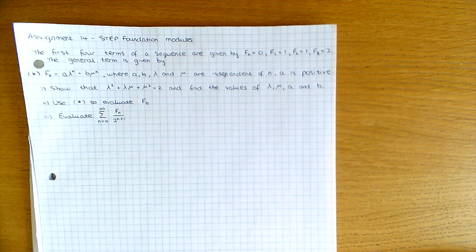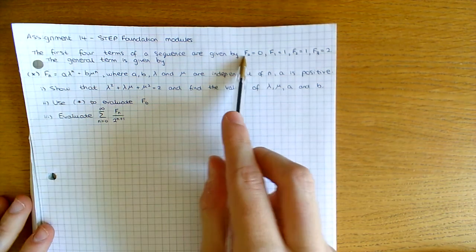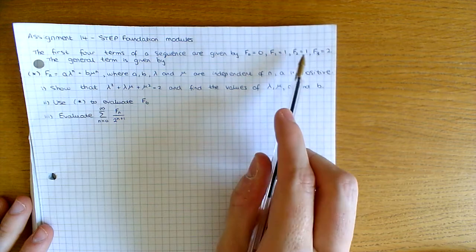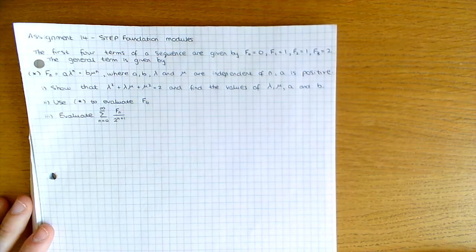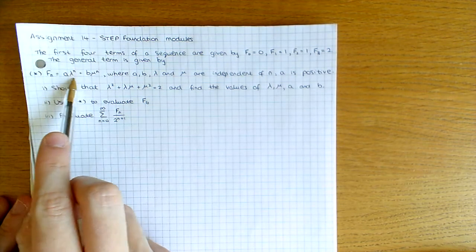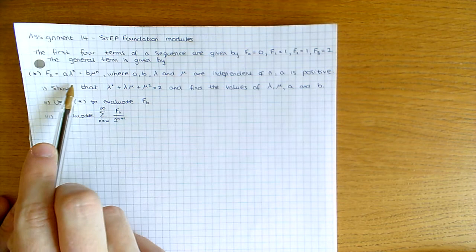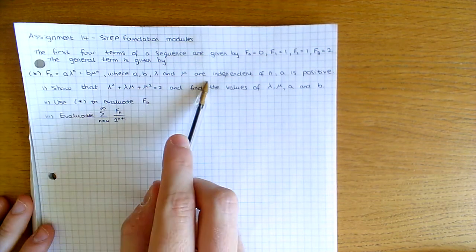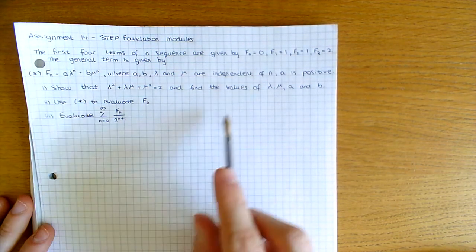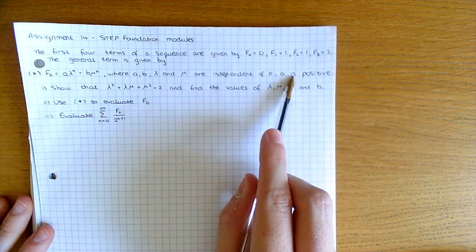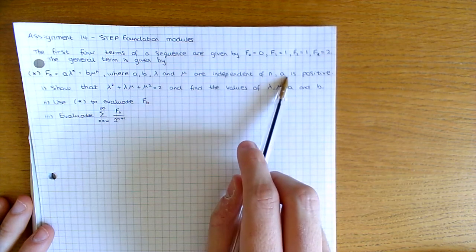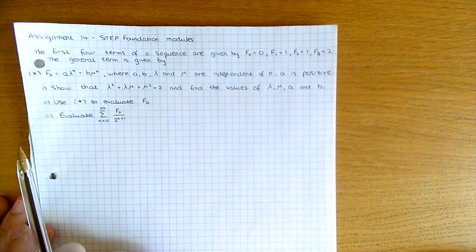Okay, so what does the question say? It says the first four terms of a sequence are given by, so the first term is 0, then it's 1, then it's 1, then it's 2, and we're told that the general term has this form, where a, b, lambda, and mu are independent of n, and importantly, a is positive. That will allow us to get a specific value for a, b, lambda, and mu.